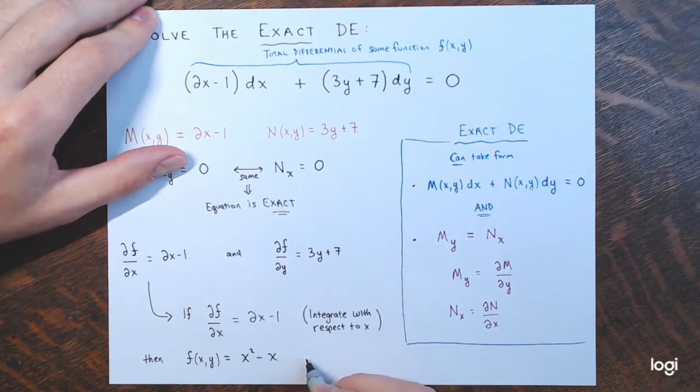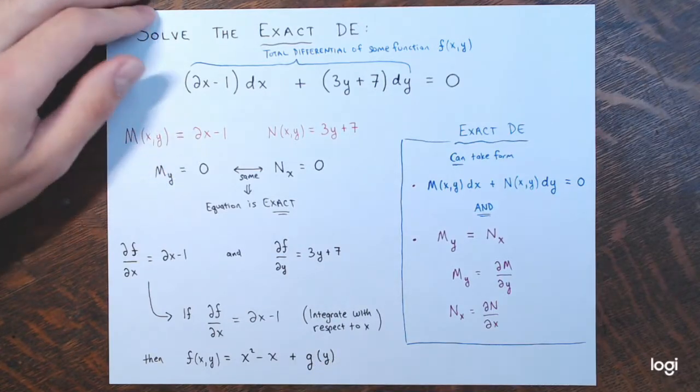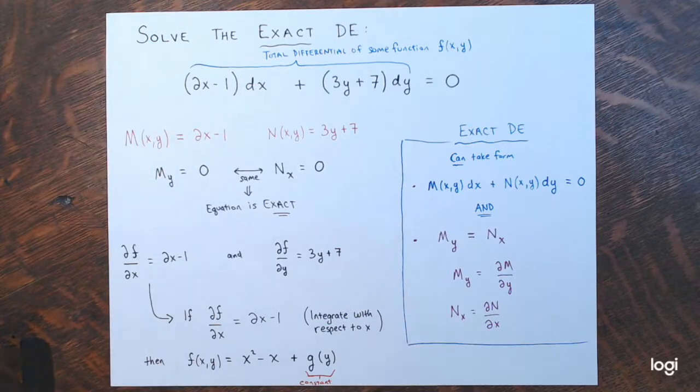But I'm not going to write plus c, because here, f is a function of x and y, and we're integrating with respect to x. A constant is any function of y then. So instead of plus c, I'm putting plus some function of y, say g of y, I'm calling this new function. But this is considered constant here when I'm talking about things with respect to x. This is my constants with respect to x.